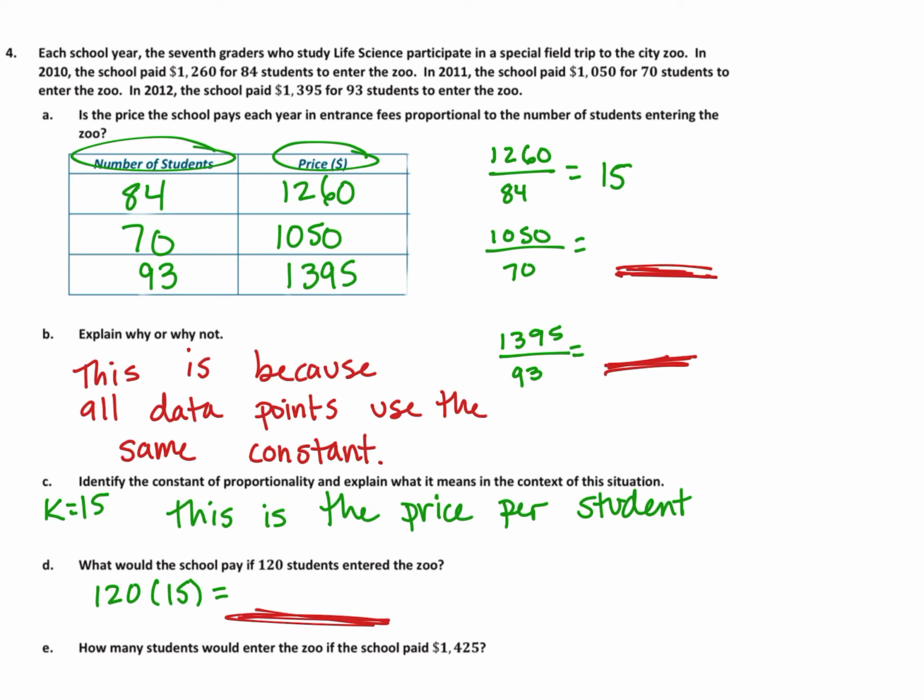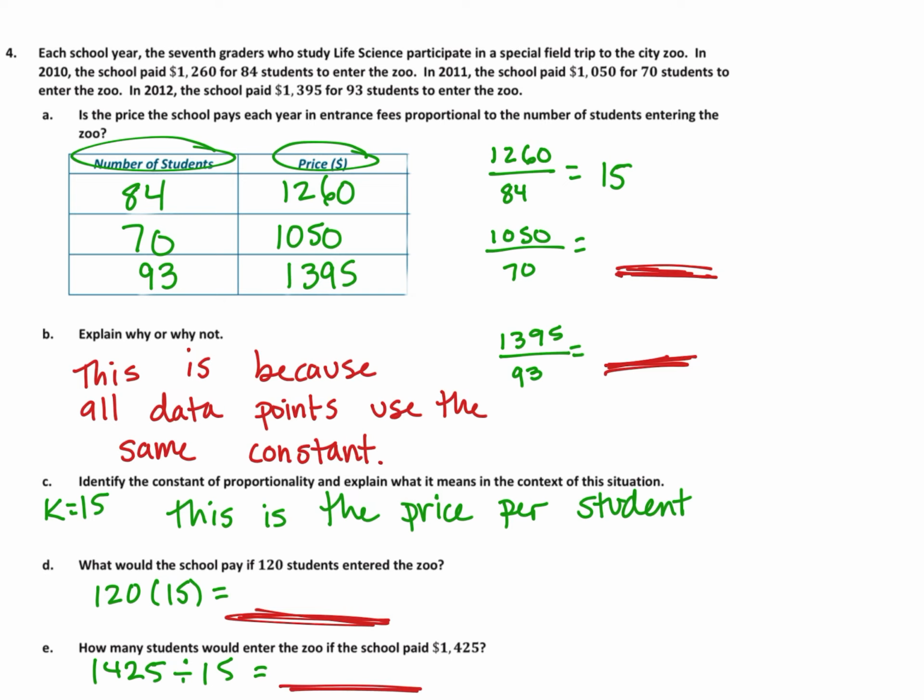E, how many students would enter the zoo if the school paid $1,425? We know how much it costs per student, and we know how much the total is, so we can work backwards by dividing to figure out how many students went to the zoo. And fill that one in also.